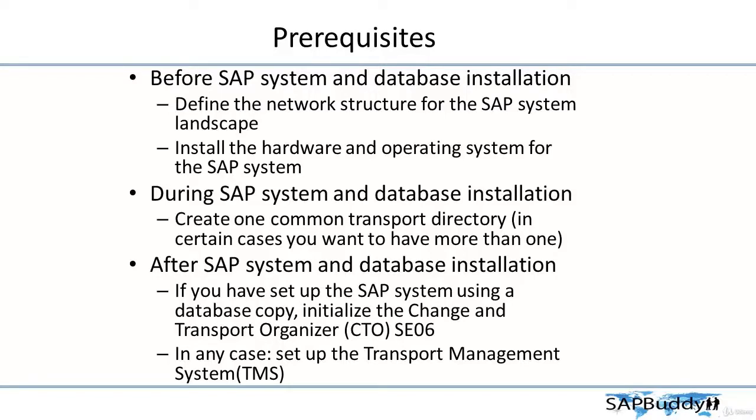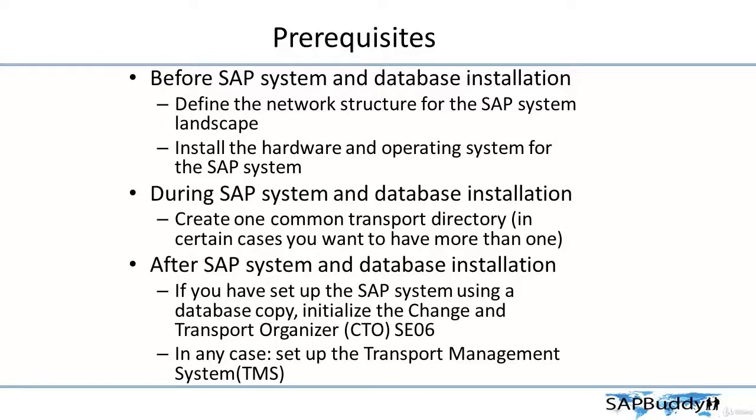That's a main point here. So we have to keep in mind that we need to have a common transport directory during the installation of your SAP system. And one more thing we need to remember is that after a system has been installed, you need to set up CTO, the change transport organizer. We have seen this before, in order to change the packages, whether we can define it as modifiable or not modifiable.